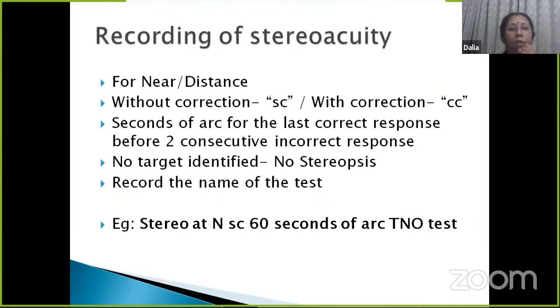Now the recording of stereo acuity, whether it is for near or distance: if it is without correction, it is SC, with correction, it is CC, and the seconds of arc for the last correct response before 2 consecutive incorrect responses. For the circles, if the patient was seeing the fifth one, it is 100 seconds of arc. If the patient doesn't identify any target, it is no stereopsis, and always record the name of the test. For example, stereo at near without correction, 60 seconds of arc, and TNO test is used.